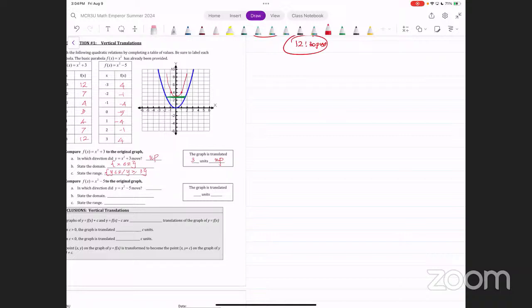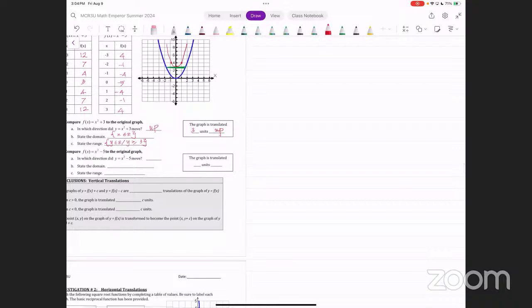So what do you got for the description? Move up or down? Down. Cool.